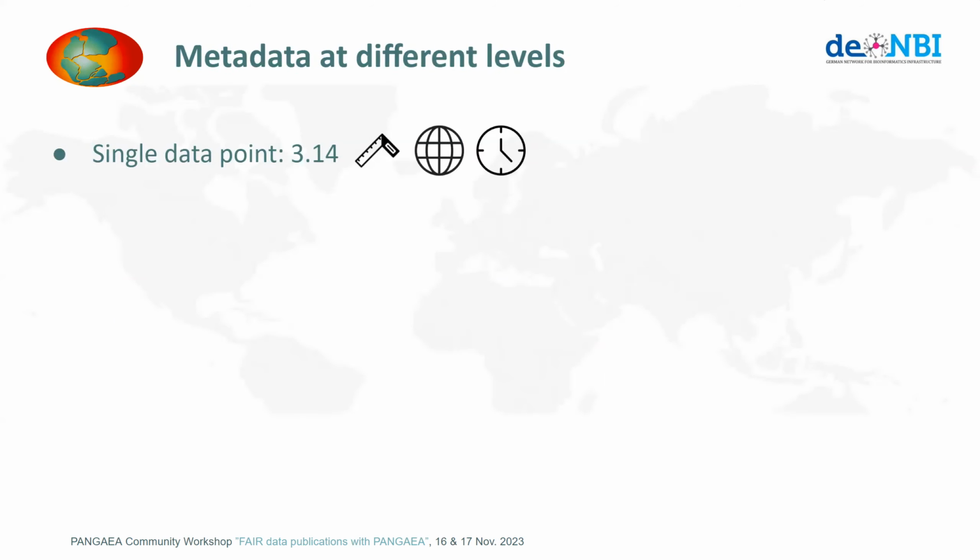There is metadata on different levels. Let's assume there's a single data point, for example 3.14. Without any metadata, this could be anything. This could be a temperature, this could be the average number of persons next door, or it could be whatever. Therefore, don't forget to give metadata: the what, the where, and the when.